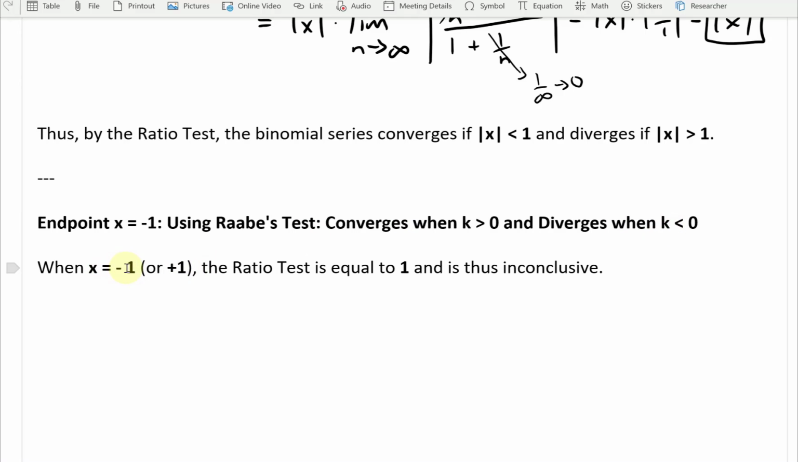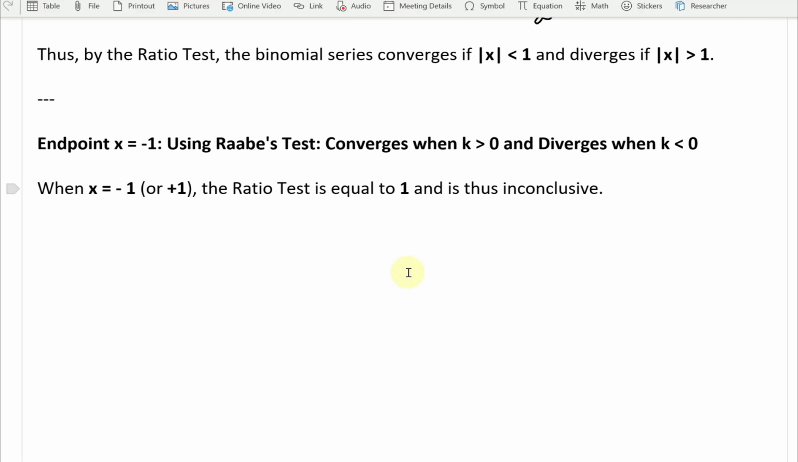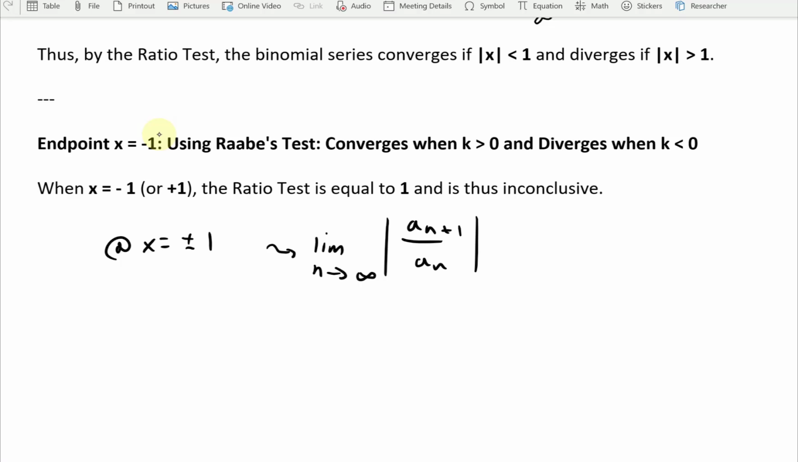So when x is equal to negative 1 or plus 1, the ratio test limit is equal to 1 and is thus inconclusive. So at x equals plus or minus 1, in this case we're going to be looking at x equals negative 1, but in either case, when x equals plus or minus 1, we get the limit as n approaches infinity, just doing this for completeness, of a_(n+1) over a_n for the ratio test. Again, this just equals absolute value of x, like that, and this equals plus or minus 1, which equals 1.